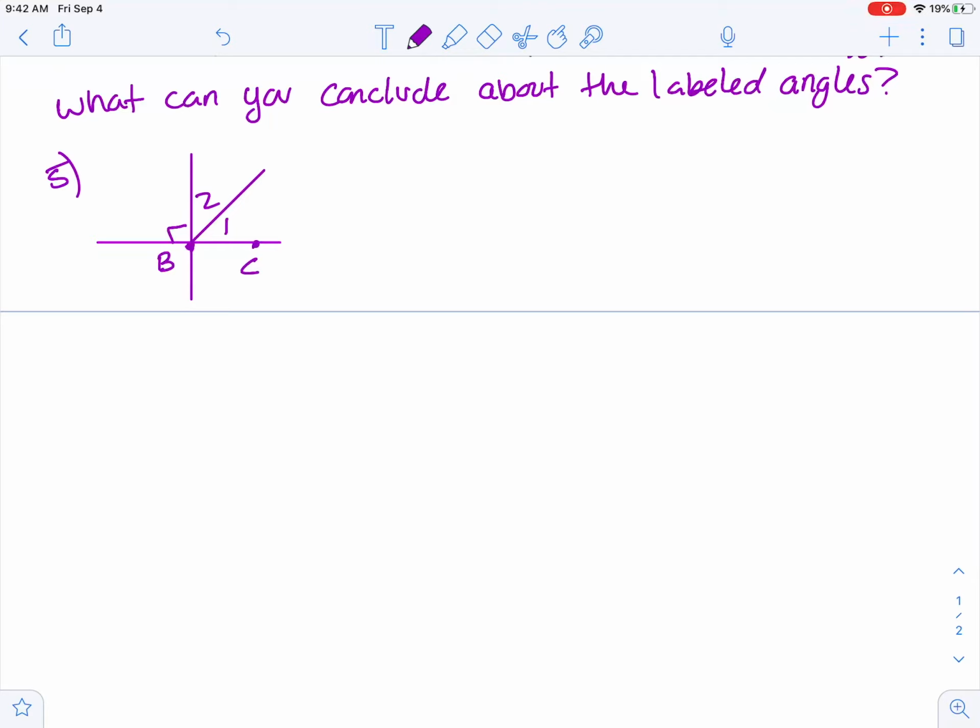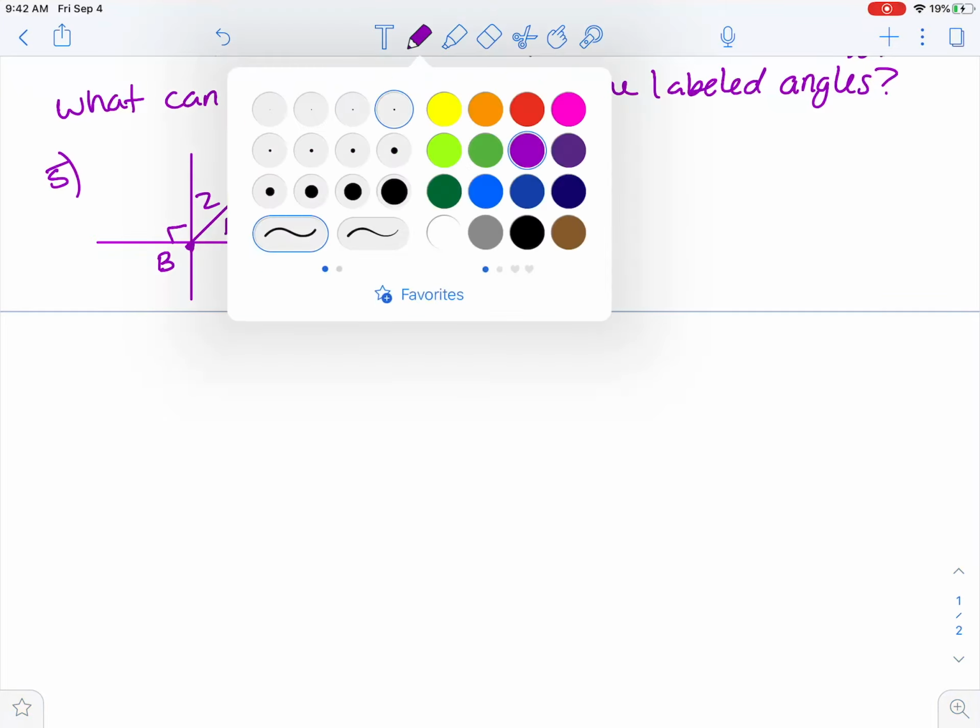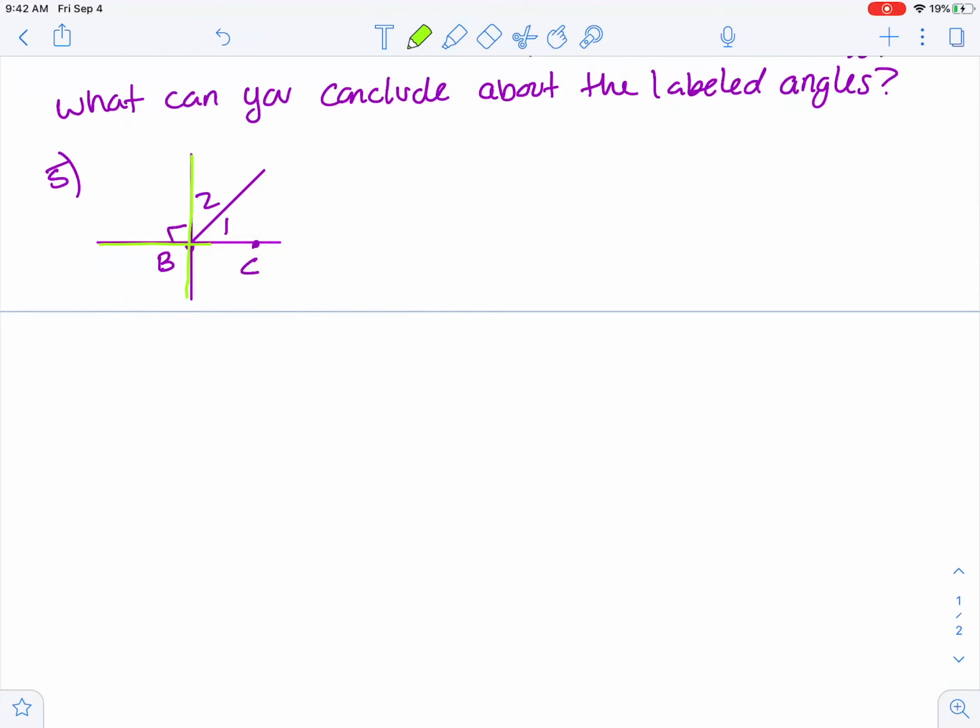Well, angle 1 and angle 2. We have this guy right here, right? And this guy right here that meet at 90. Well, what does that mean? If that angle's 90, where are the other angles? That would mean this guy would have to be 90. So what do we know about angle 1 and angle 2? What definition do we have for that? Angle 1 and angle 2 would be complementary, or they add to 90. Okay, use your theorems that we learned. Try this one.